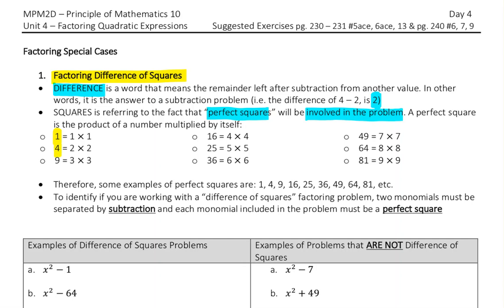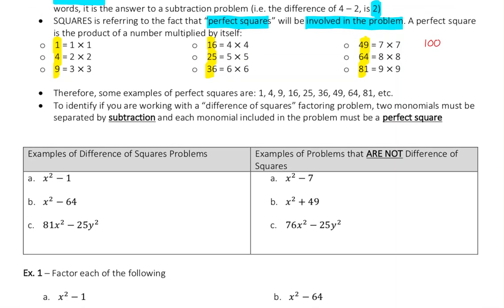4 is a perfect square because 2 times 2 equals 4. 9, 16, 25, 36, 49, 64, 81 are all perfect squares as well, because you can take one value and multiply it by itself to get that product. If you continued, you would have 100 as 10 times 10, and so on and so forth. So when you're looking at a difference of squares problem, it's important to understand that you need to see some sort of subtraction operation, and you also need to see that the components of your problem are perfect squares.